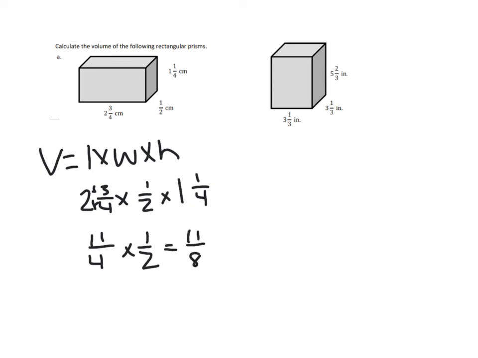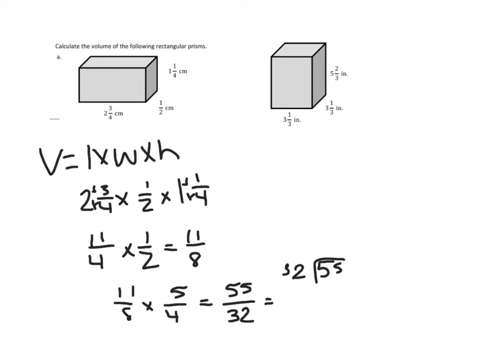I have 11/8. Then 4 times 1 is 4, plus 1 is 5. So I have to take 11/8 and I have to multiply it by 5/4. 11 times 5 is 55. And 8 times 4 is 32. Now if I divide 55 by 32, I get 1 and 23 over 32 cubic centimeters.